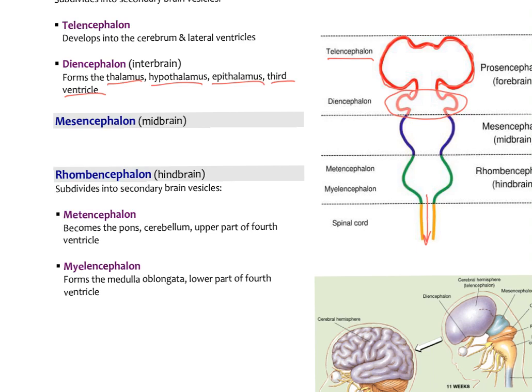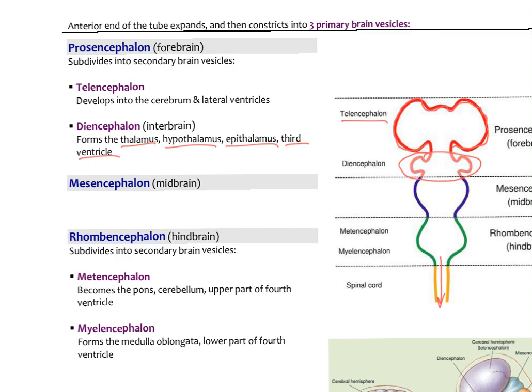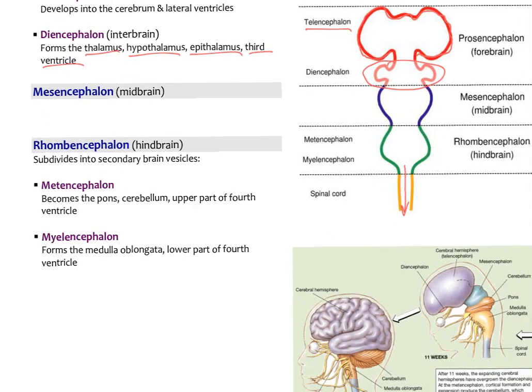So I'm going to go through all these structures as we go, but that just shows you something interesting. Again, here we have another threefold development, first into prosencephalon, mesencephalon, rhombencephalon, and then both prosencephalon and rhombencephalon divide further into two other sections.